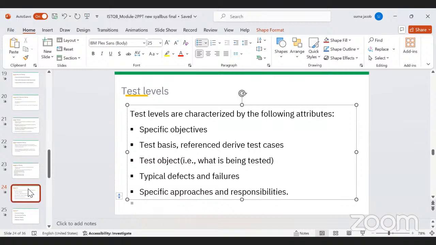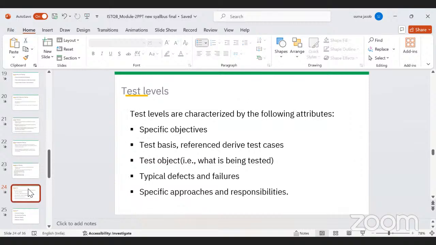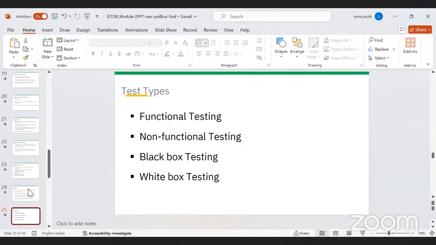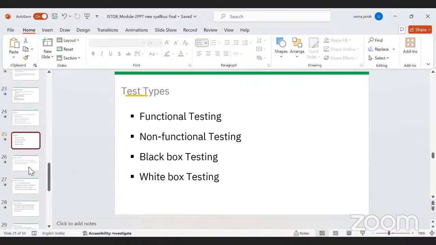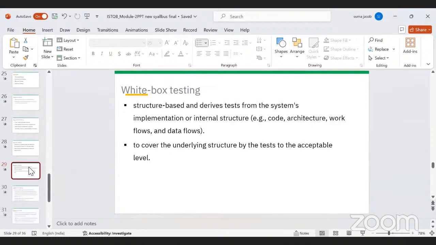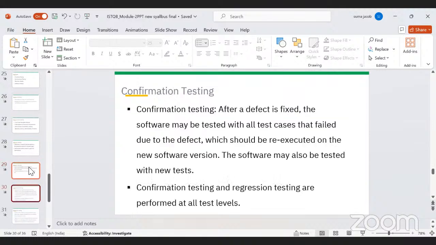So these are the different topics which we have covered today, and tomorrow we will start with the test types, and then there are a few topics in this module, and then we will complete module 6 as well, which is a short module.